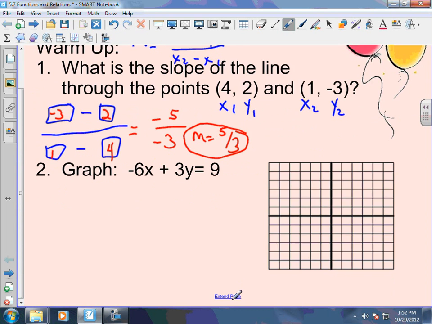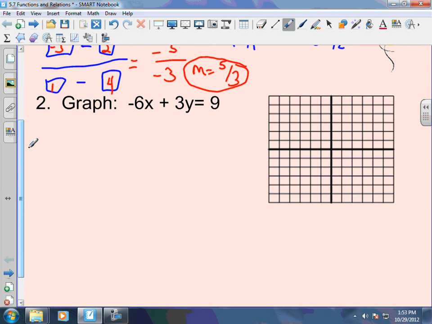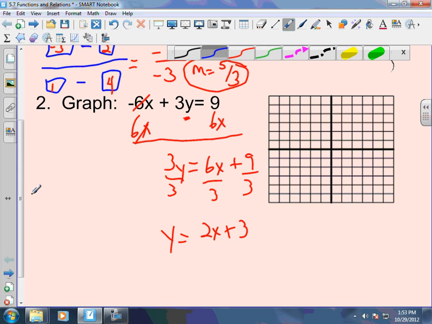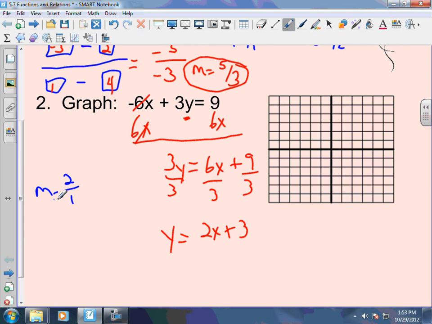When I get to number 2, I can't graph this because y is not all by itself. So I have to add 6x to both sides. This cancels. 3y equals 6x plus 9. My number with the letter is in front. Now I divide everything by 3. Y equals 2x plus 3. My slope is 2 over 1. My y-intercept is 3.